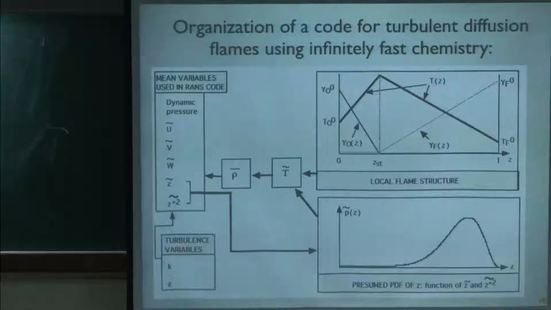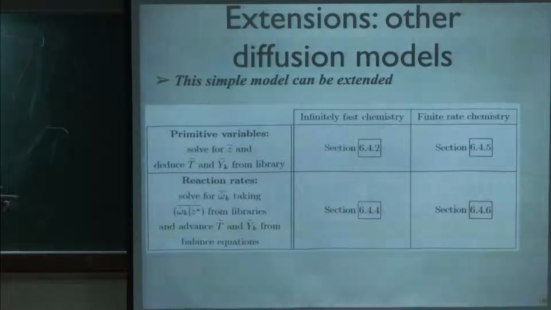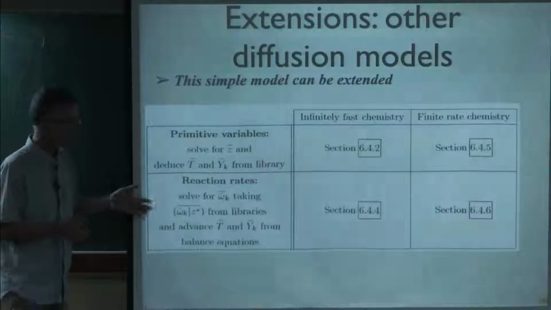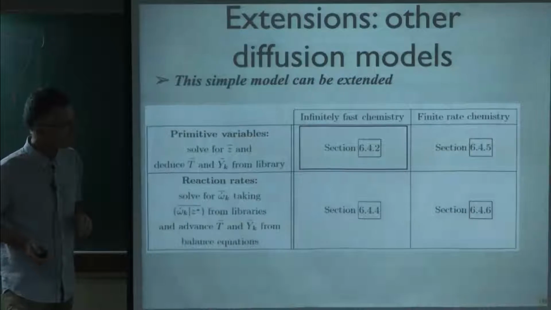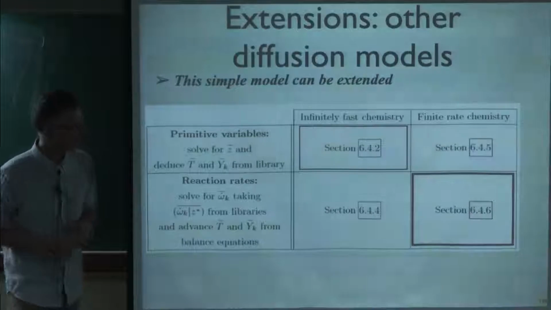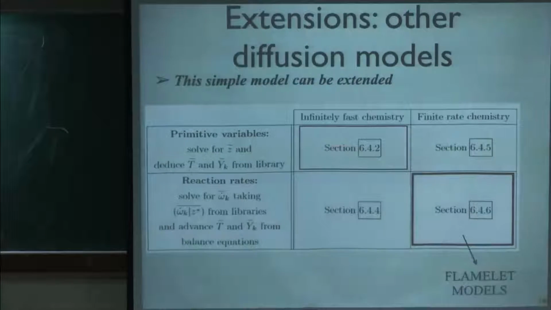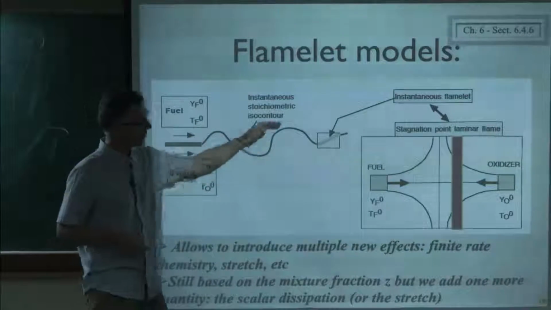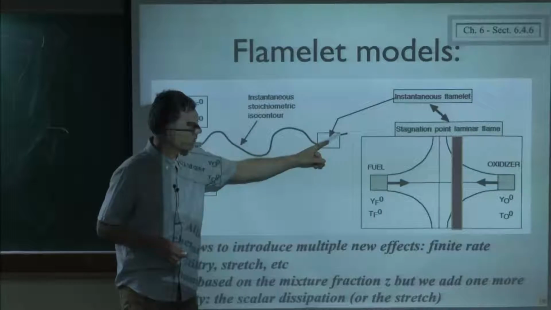Now this simple model can be extended, and in the book you will find different versions of this thing depending on how you want to work. I just want to work on a few of them here and to comment on that one actually, the flamelet models. The flamelet models for diffusion flames follow exactly the same idea as the flamelet models for premixed flames. You say, I want to introduce chemistry somehow, so I'm going to say that the mean reaction rate is the surface multiplied by the consumption here.